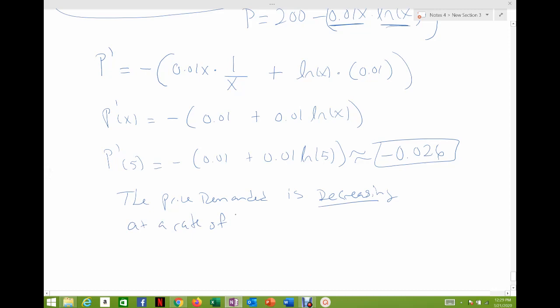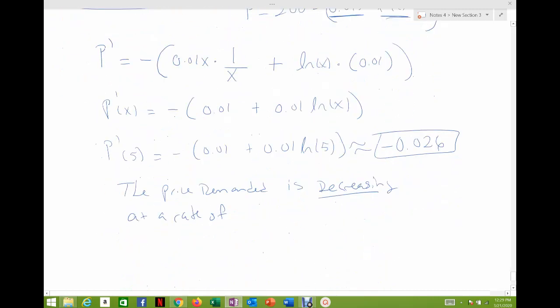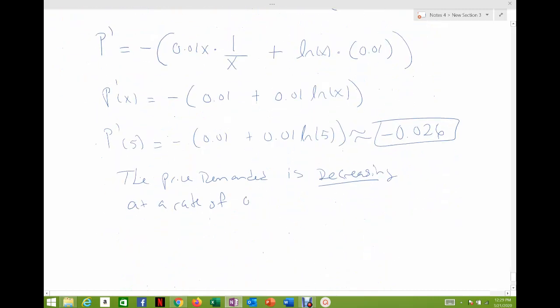At a rate of, well, remember, the function value, the price, was in hundreds of dollars. So decreasing at a rate of $100, right? And so I've got to keep that in mind. So decreasing at a rate of 0.026 per yacht. All right, because the x value is in yachts.